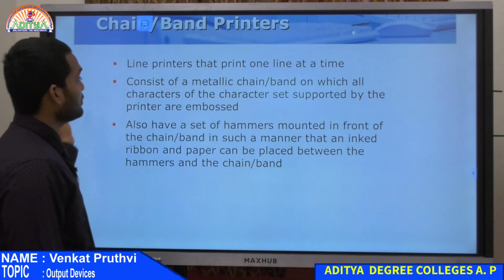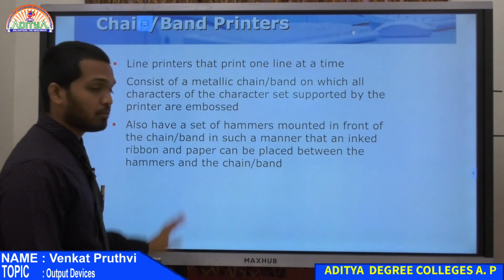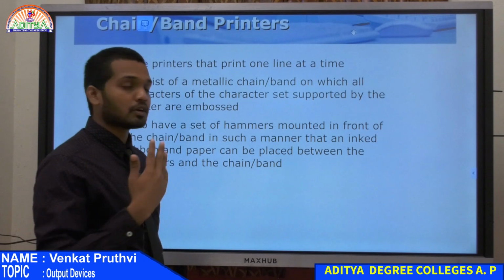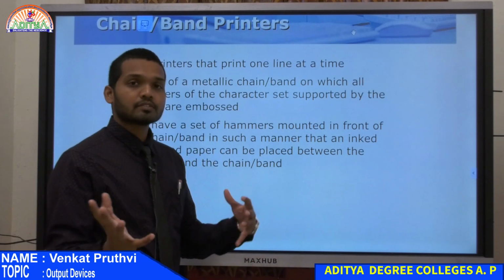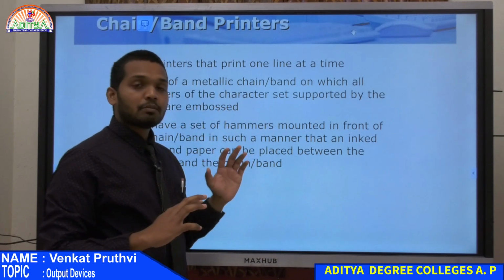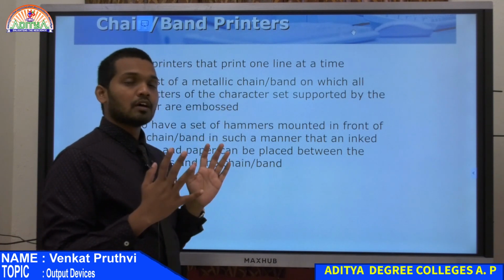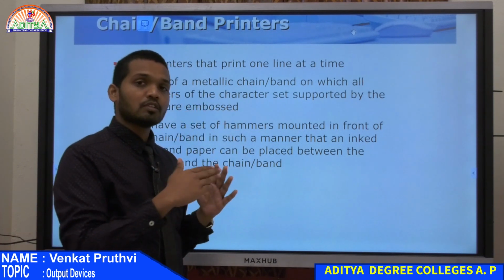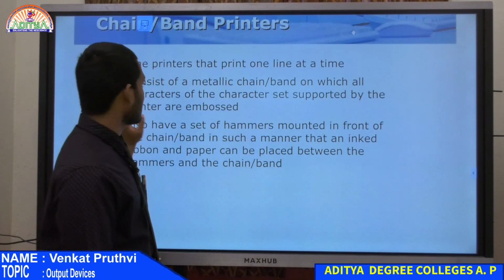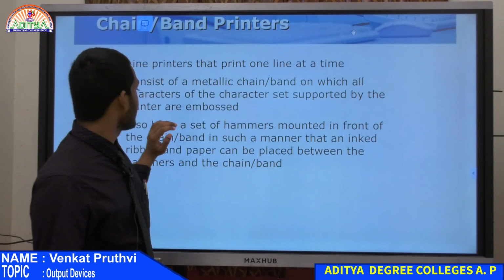It consists of a metallic chain band on which all characters of the character set supported by the printer are embossed. So it contains all kinds of characters that are supported by the printer. Generally, whatever characters we have on the keyboard, you can consider all those characters being supported by this kind of chain band printer. In the drum printer, we had only a few characters available on the cylindrical drum, and only those could be printed on the paper. But in a chain band printer, it is not like that. All the characters supported by the printer are embossed.